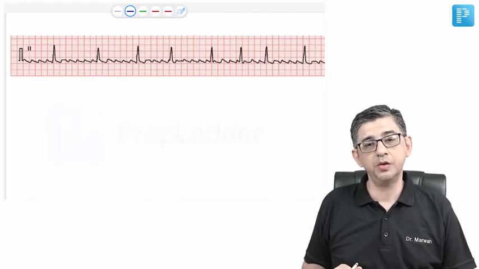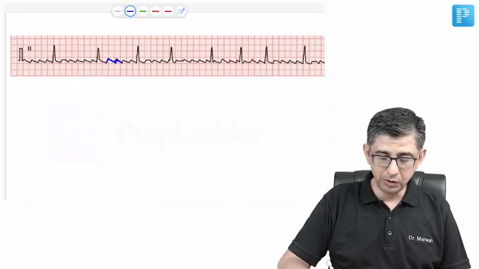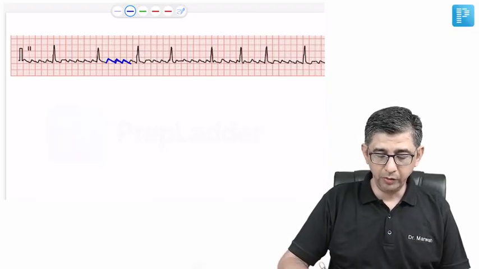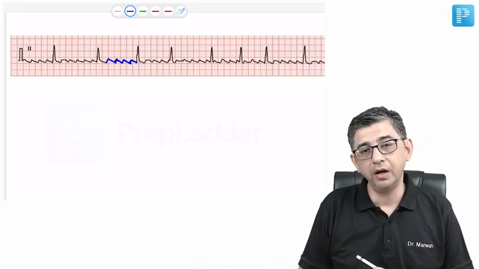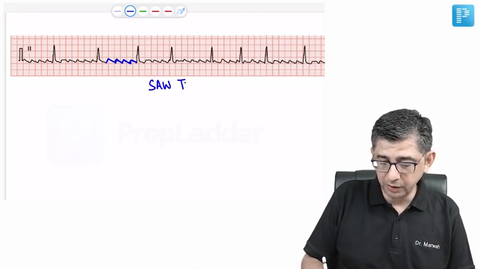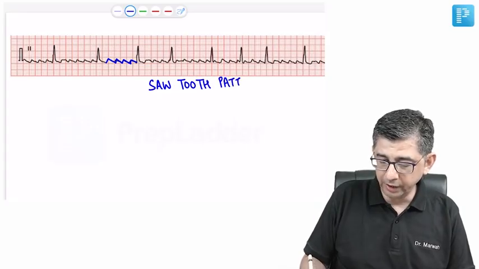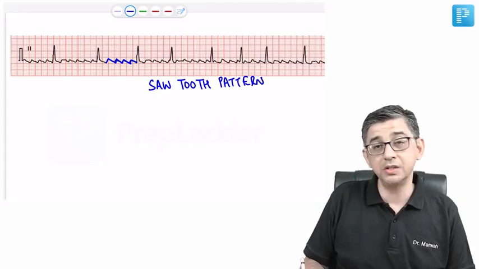Next on the agenda is a strip which would be very peculiar, in the sense that you will be able to see these waves before every QRS complex, and you would be able to decipher that these waves do not look like P waves. This would be called a sawtooth pattern. And the moment I'm writing it, you would be coming out with the answer for this one.